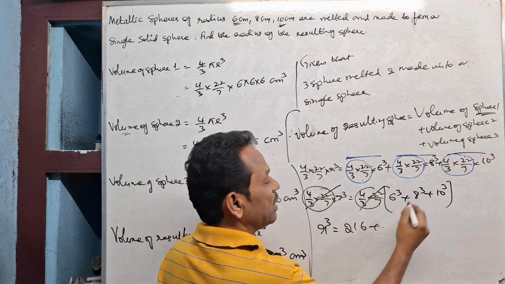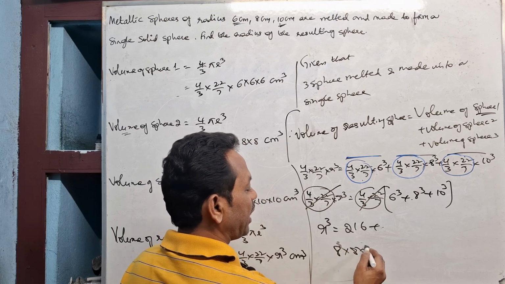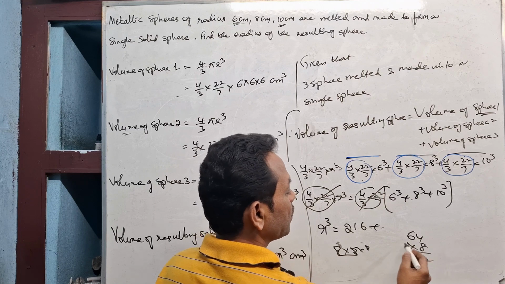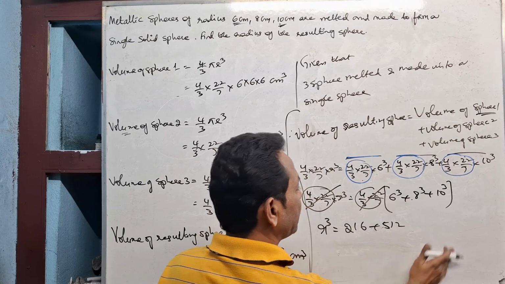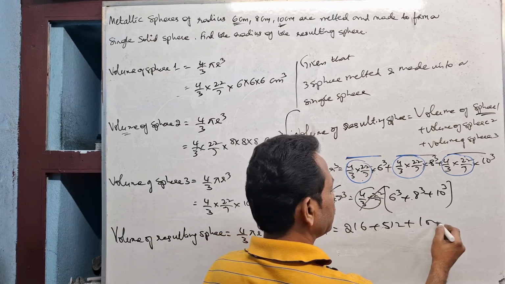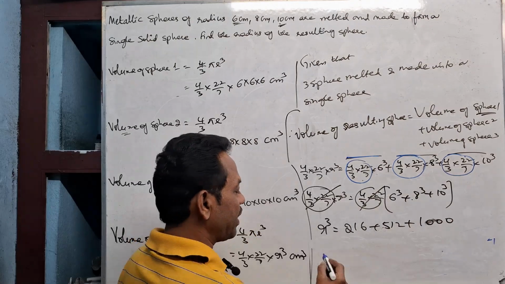Now next, 8 into 8 into 8. So 8 cube is nothing but 8 into 8 into 8. 8 eights are 64. 64 into 8, 512. Then next we have 10 cube, in the sense 10 into 10 into 10, 1000. Okay, children, let me simplify.